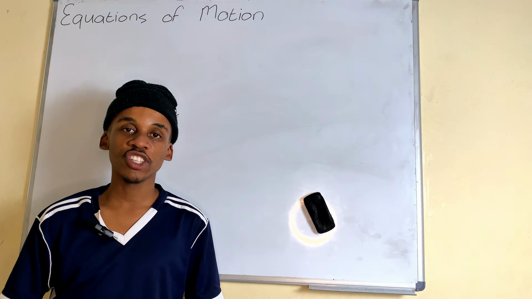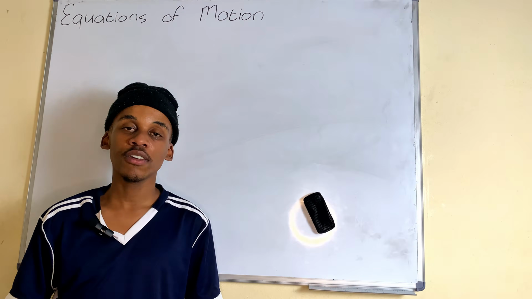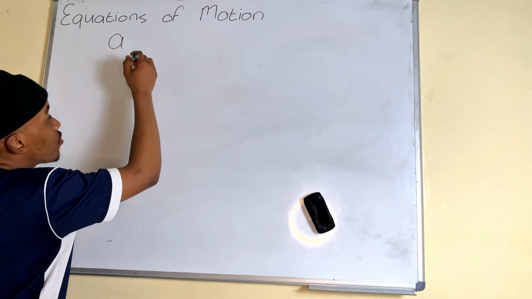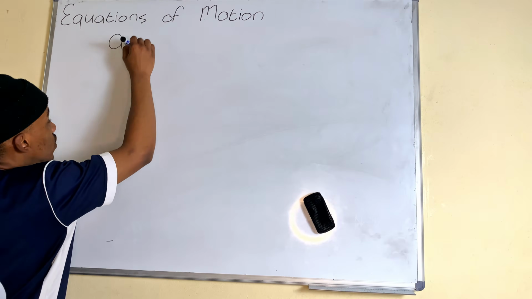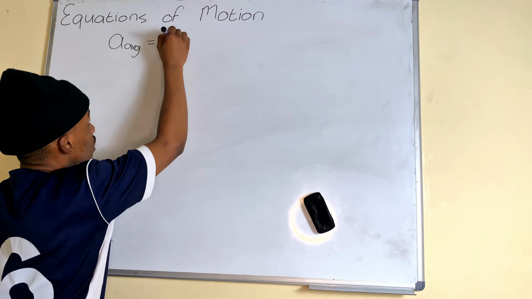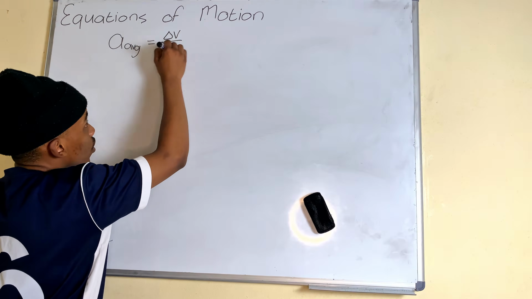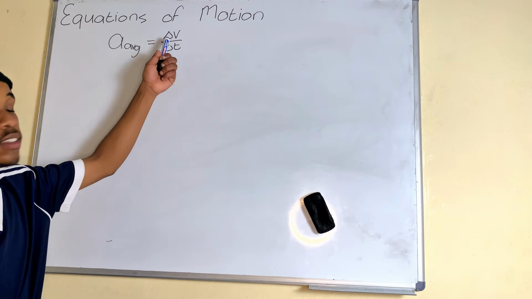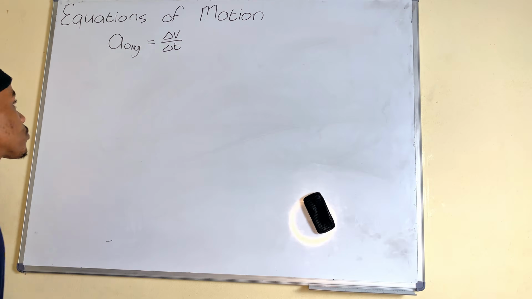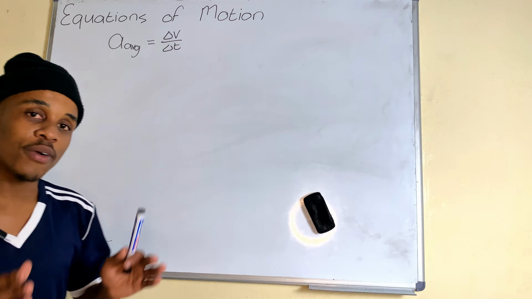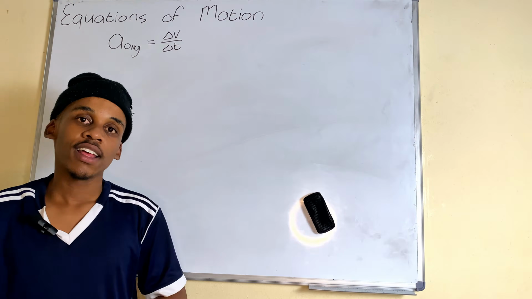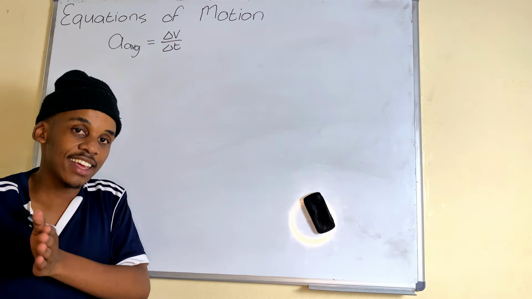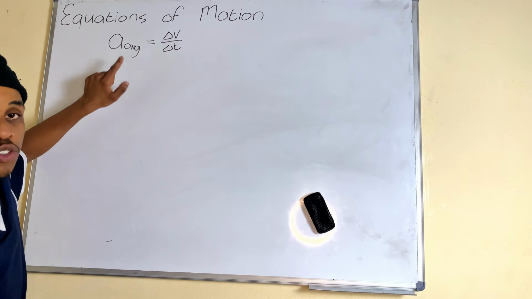The average acceleration is given by the rate of change in velocity. Let's write that down. So the average acceleration is given by the rate of change in velocity, or it is given as delta v over delta t. But we know that if our acceleration is constant, then the average acceleration will equal the instantaneous acceleration. So it means that we can drop the subscript.